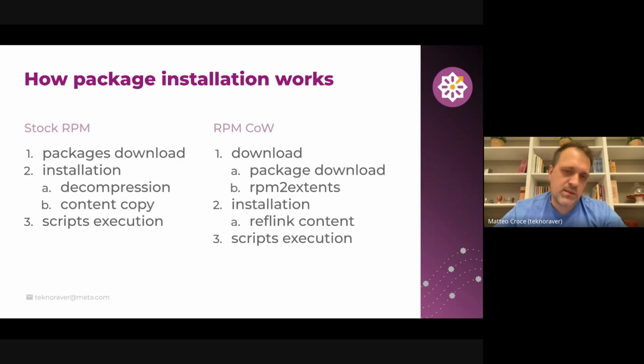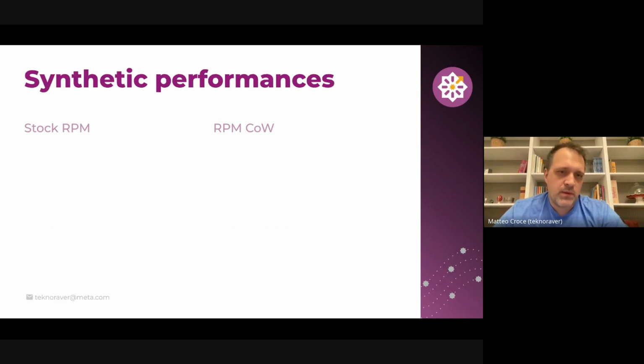So with this technology, let's say we can skip the IO copy of the data because we just reflink the component from the directory, which is the usual archive file in var, dnf, something. So some practical example. If we try to run some, let's say, synthetic performance test, like installing the same package with and without cow to see the difference.